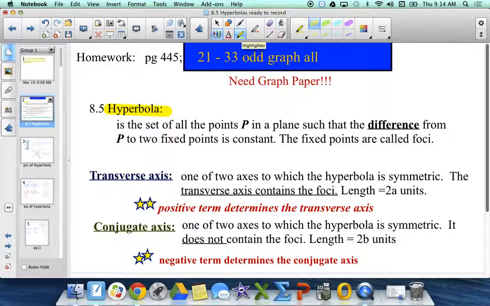A hyperbola is a set of all the points in a plane such that the difference from point P to two fixed points is constant. The fixed points are called foci. A hyperbola has a transverse axis. The word transverse means to cross. The transverse axis is the axis the hyperbola crosses. It is one of two axes to which the hyperbola is symmetric. The transverse axis contains the foci, and the length is 2a.